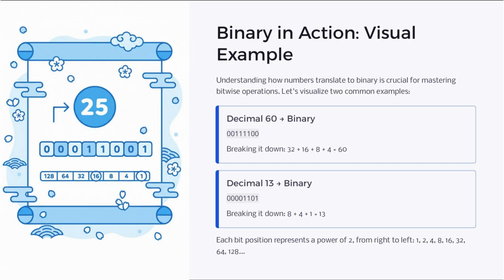Consider decimal 60, which is 00111100 in binary, breaking down to 32 plus 16 plus 8 plus 4. Similarly, decimal 13 is 00001101, breaking down to 8 plus 4 plus 1. Each bit position represents a power of 2, crucial for mastering binary logic.